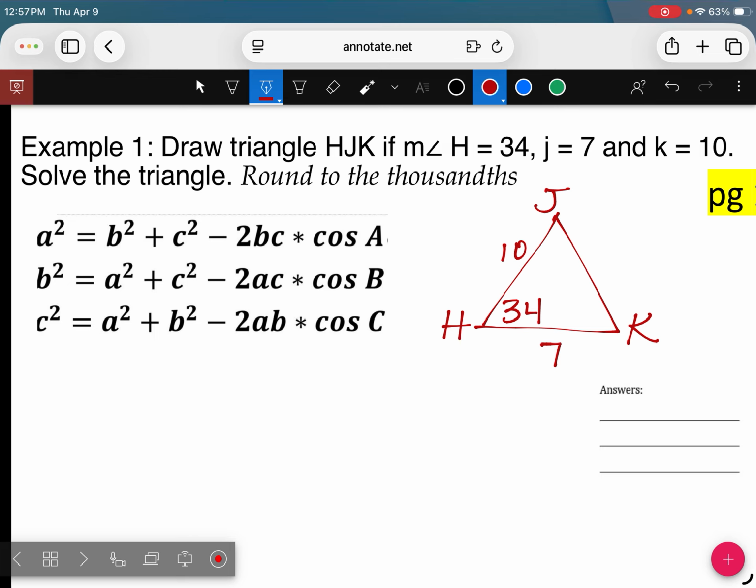So because this is using variables a, b, and c, I'm going to write out the law of cosines using h, j, and k. So you have to start with whatever is opposite of that one angle. So I'm going to start my formula with little h, and it's going to end with big H. So let's just write out the formula. It's going to be h squared equals, what are my other two letters? J squared and k squared, minus 2 times those two sides, and then the cosine of H.